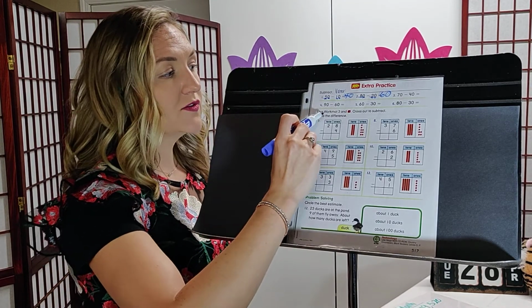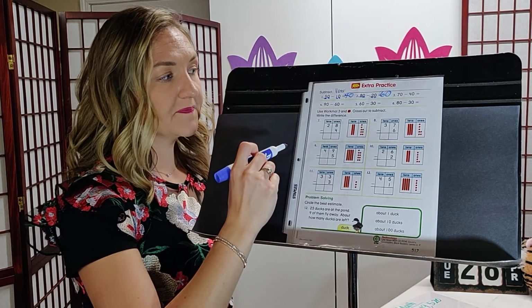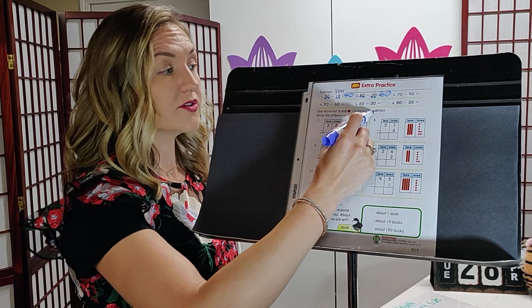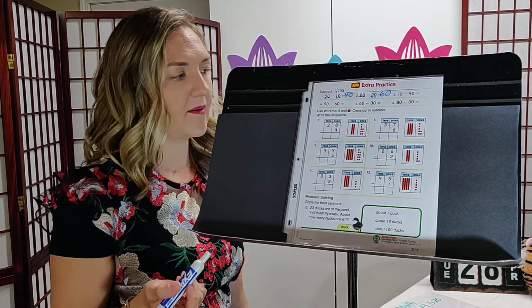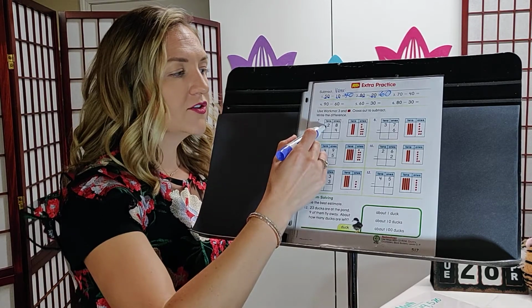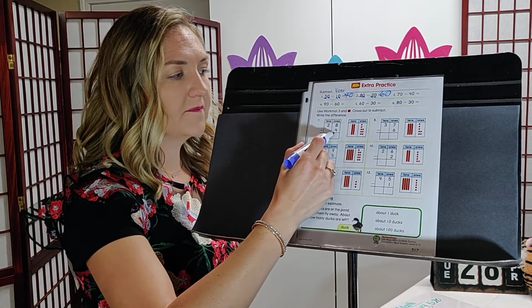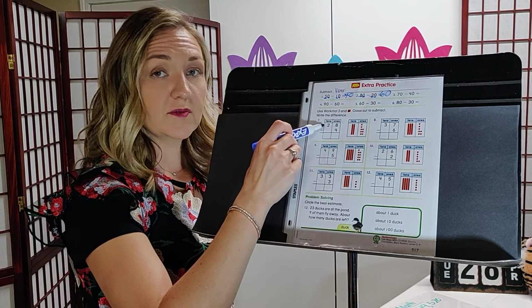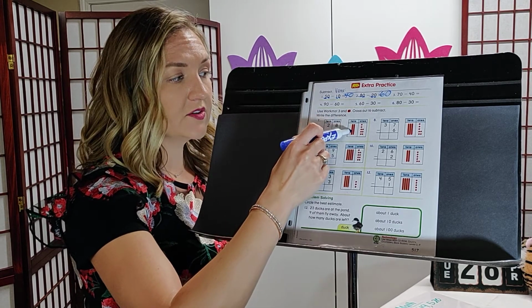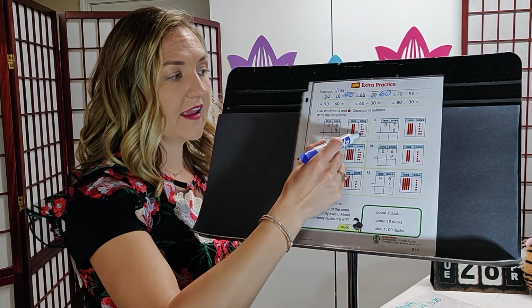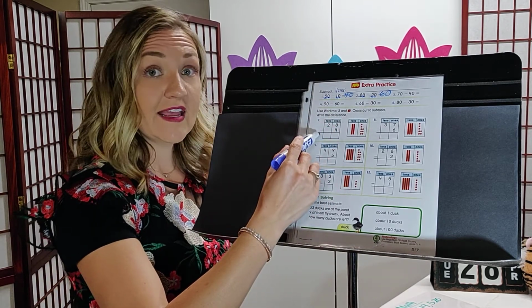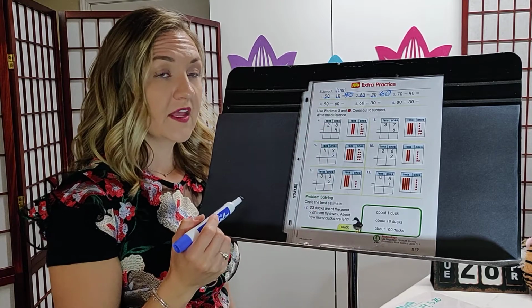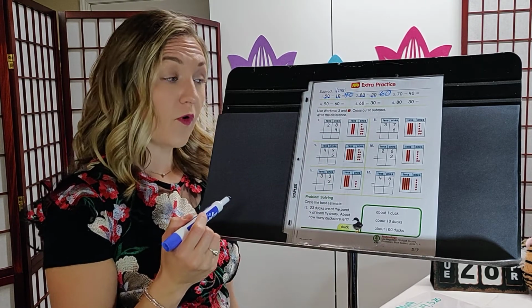It says, use WorkMath 3 and cubes. Cross out to subtract. Write the difference. The difference is the answer to a subtraction problem. Let's take a look here. We have 28 minus 4. So 28, that's 2 groups of tens. So they drew them. 1, 2. 8 is 8 ones. Now we need to subtract or take away 4. So we're going to cross out 4 of the ones.